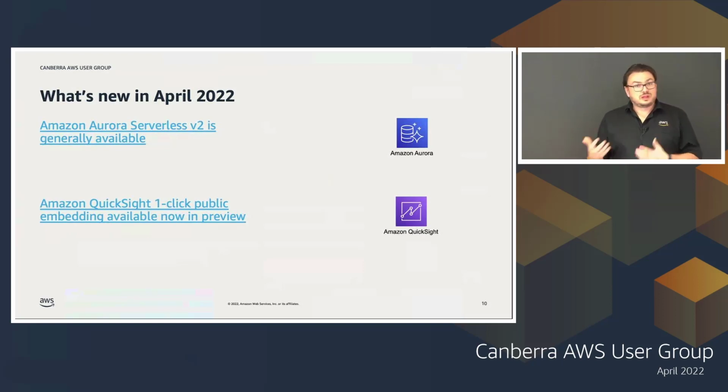So if you have relational database requirements and they can work in Postgres or MySQL, definitely it's a good time to go and check out what Amazon Aurora can do for you.